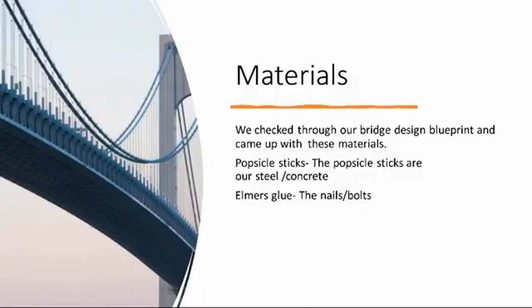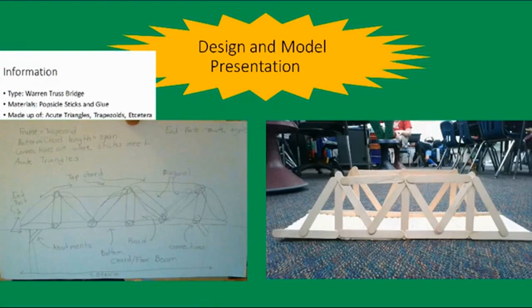Materials. The materials that we picked are popsicle sticks and glue. Design and model presentation. This is our bridge. Its span is as long as its bottom chord, and its bottom chord is about 2 feet. It has a frame of a trapezoid and is very sturdy.